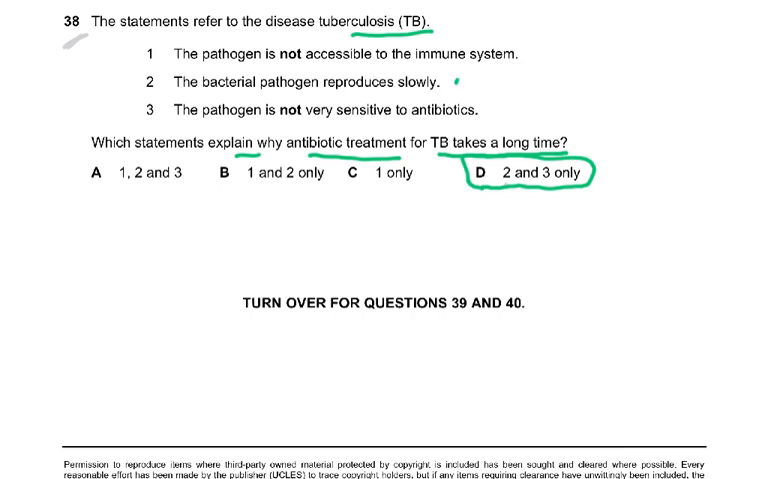The bacterial pathogen reproduces very slowly and is not very sensitive. Not accessible to the immune system, that doesn't make any sense. Why would you take antibiotics for that? Why do you have to take antibiotics for 6 months? Normally you take it only for 5 days. If you have any bacterial infection, you take ciproxin or Azomax or vibramycin or erythromycin for 5 days, maximum 7 days. Well, why do you take this for 6 months? So the bacterial pathogen reproduces slowly and the pathogen is not very sensitive to antibiotics.